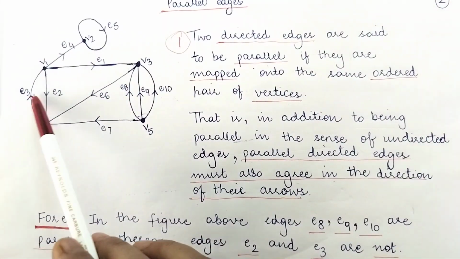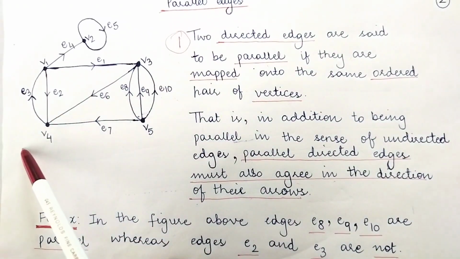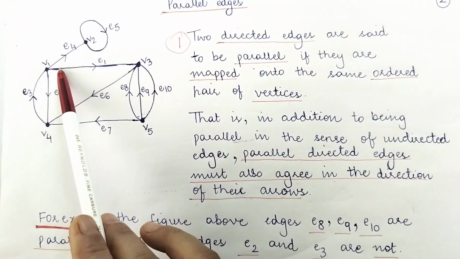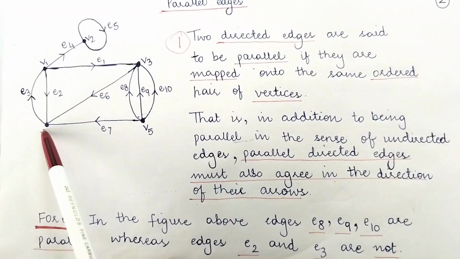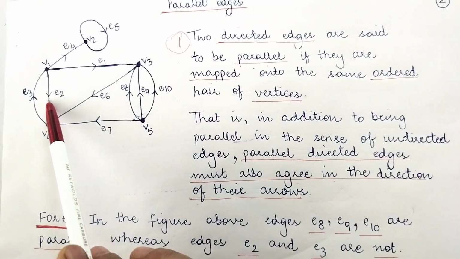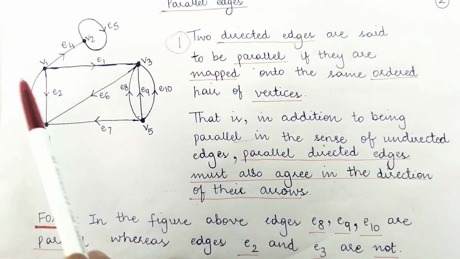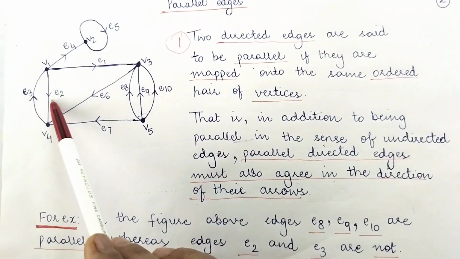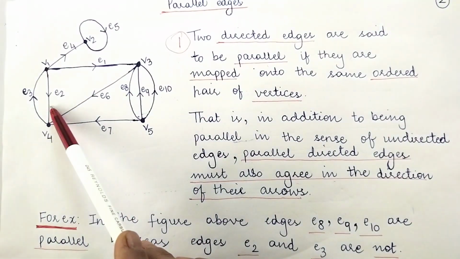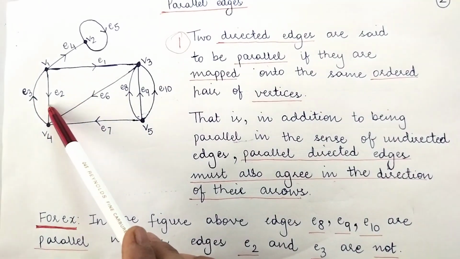Now if you consider the edges E3 and E2, again they are also incident upon the same pair of vertices, right? Both E3 and E2 are incident upon vertex V1 and V4. But if you look at the direction of arrows, they do not have the same direction of arrows. E3 is incident into vertex V1 and E2 is incident out of vertex V1. Clearly they do not have the same direction of arrows. Hence E3 and E2 are not parallel edges.